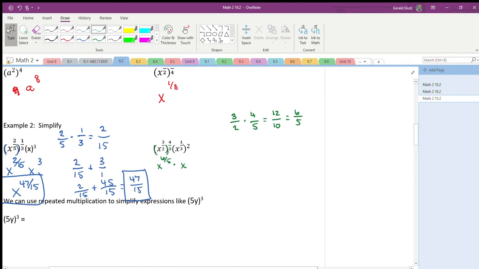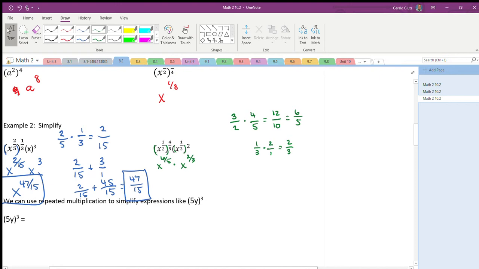And then x to the 1/3 to the second power. So again, we have x to the 1/3 inside, and then there's an exponent on the outside. So 1/3 times 2. 1 times 2 is 2. 3 times 1 is 3, so 2/3. So x to the 2/3.